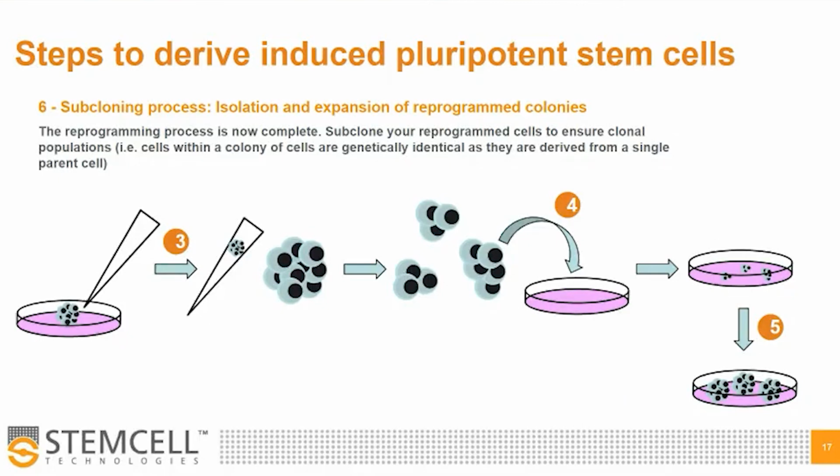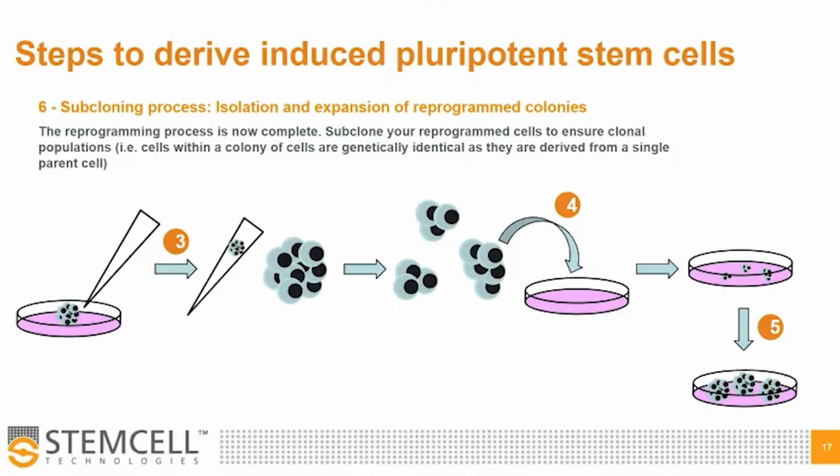Reprogrammed cells need to be subcloned to ensure clonal populations. For subcloning, each individual iPSC colony is isolated using a pipette tip, a pulled glass pipette, or a fine needle. Then the iPSC colony is broken into smaller clumps of about 20 to 30 cells per clump and placed into maintenance culture medium.